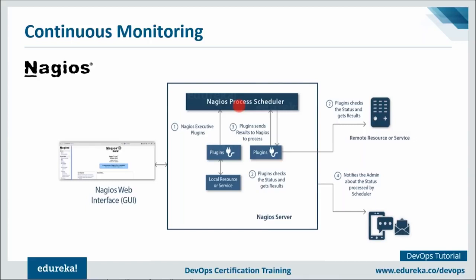Now, what are plugins? Plugins are compiled executables or scripts that can be run from a command line to check the status of a host or service. So Nagios uses the results from the plugins to determine the current status of the hosts and services on your network. So what happens actually in this diagram? The Nagios server is running on a host and plugins interact with local or remote hosts, right? Now these plugins will send the information to the scheduler, which displays that in the GUI. That's what is happening, guys.